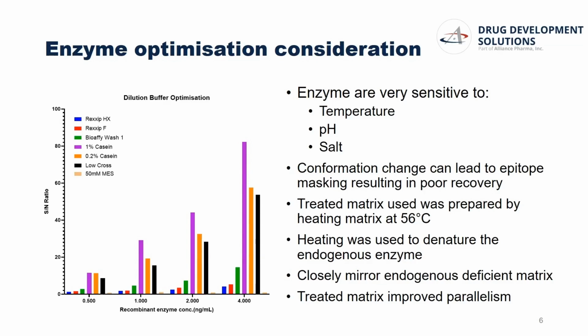So one thing that we've learned throughout this whole project is that one of the best ways to create the surrogate matrix is to treat your matrix at 56 degrees, which means that you actually denature all the endogenous enzymes and end up with a matrix that is deficient in that particular enzyme, and that matrix more closely mirrors the patient matrix than actually using the surrogate matrix. And in this case, we also demonstrated that treated matrix improved parallelism compared to the use of any other surrogate matrix.